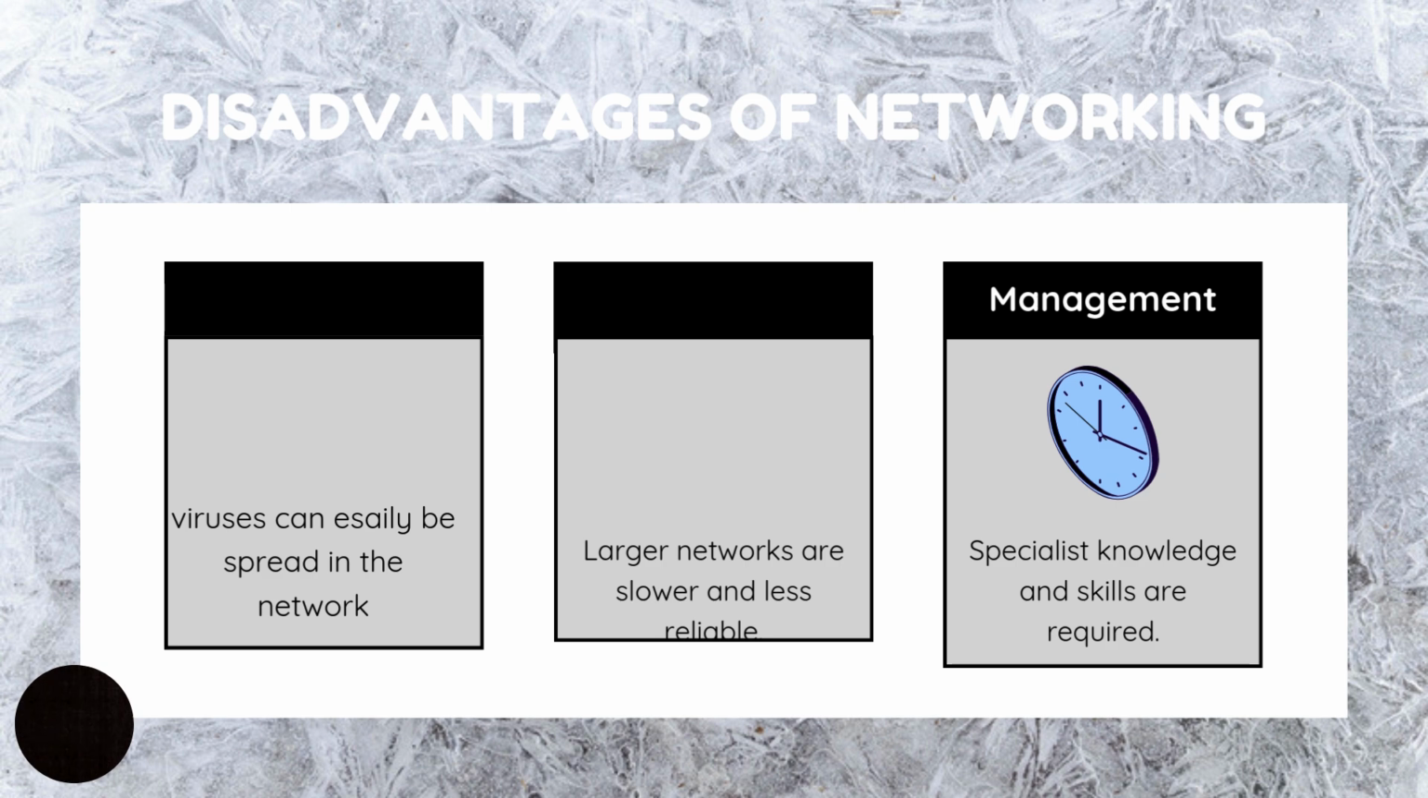Large networks are slow and less reliable. So when the network becomes very, very large, it becomes equally very, very slow. Management: specialized skills are needed to continue to manage the network. We equally have that the initial cost of setting up a network is high.